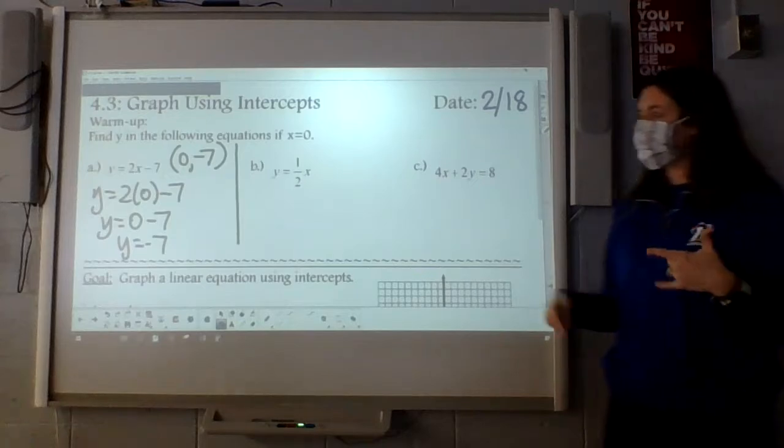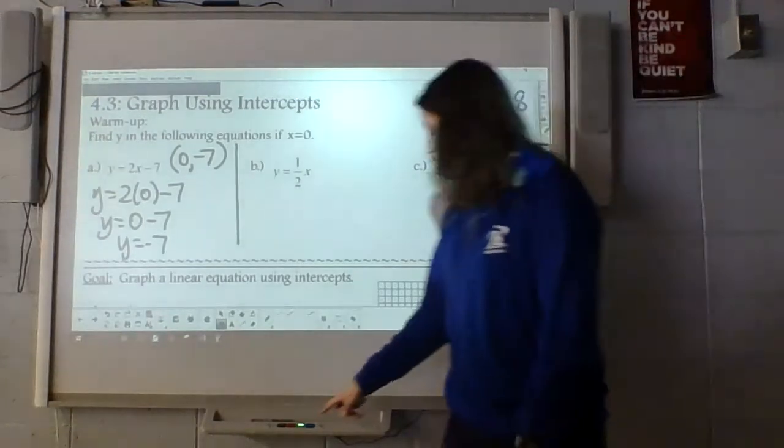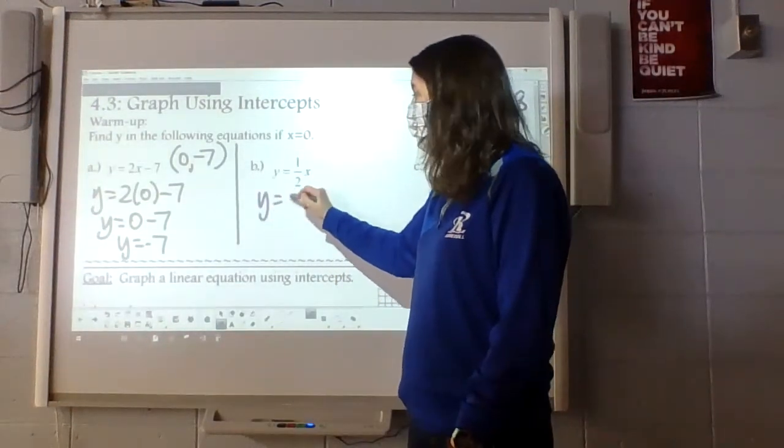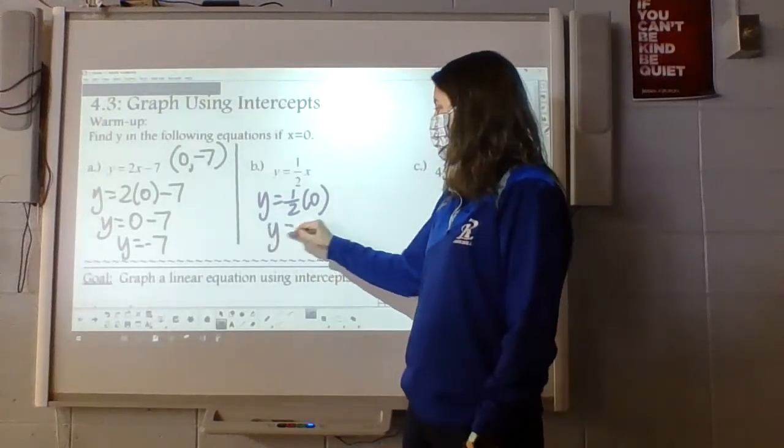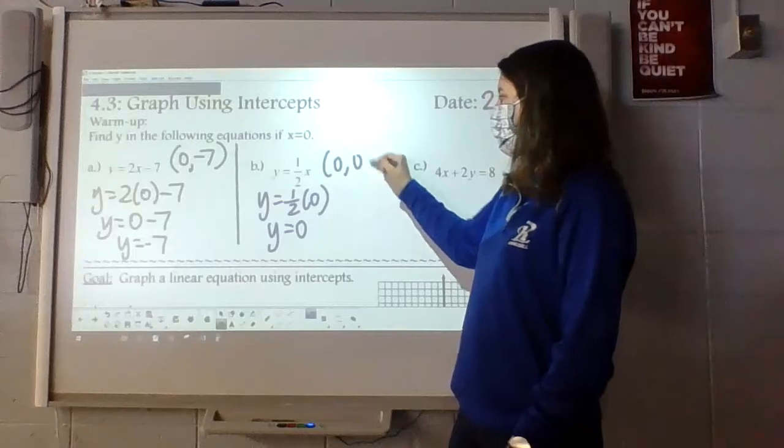Same thing goes for the next one. Again, x is 0, put that in. It works out really nicely with fractions because half of 0 is still just 0. So in this case, x and y are both zeros.